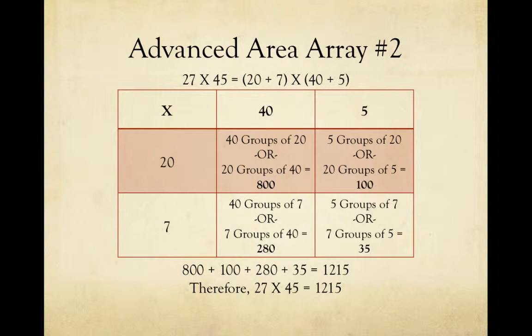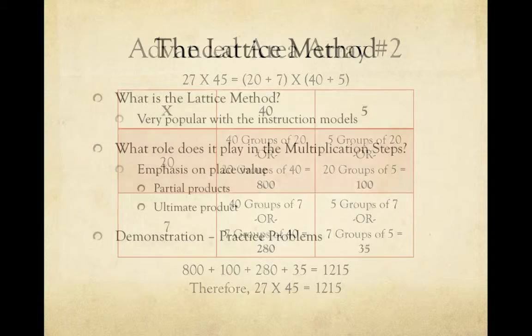Here's another example of the advanced area array. This time, we are breaking 27 times 45 into its expanded form, 20 plus 7 times 40 plus 5. Take a minute to take a good look at the area array. You can see how we've broken down this multi-digit problem into its place values and teaching our students where all of our numbers are coming from. When you're ready to continue, press play.